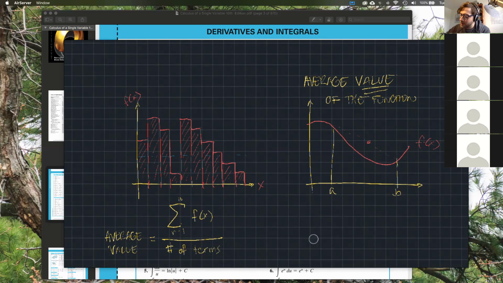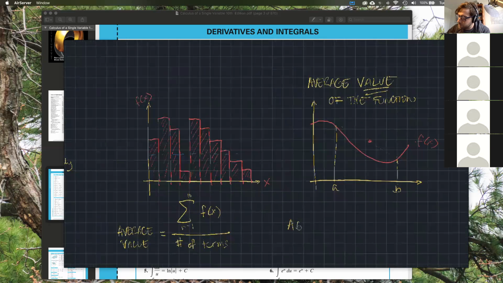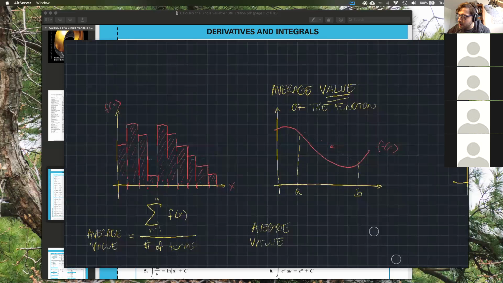So the average value of a function is the integral from a to b of that function with respect to x, over the width, which is just b minus a, how wide it is. That's it.